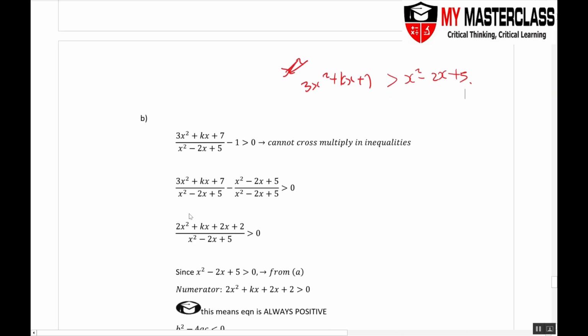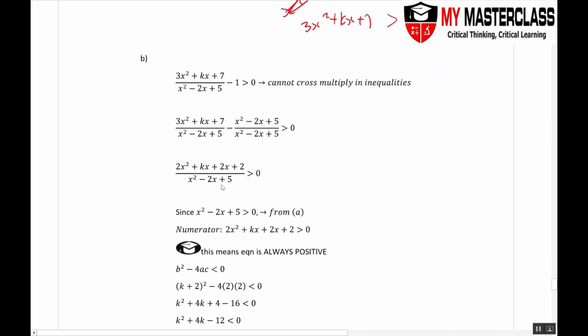Okay, now that I have this form here, since I have proved x squared minus 2x plus 5 is always more than 0 from part A, I can multiply this over. So before you simplify, don't cross multiply. Simplify, bring everything over to one side, simplify as a single fraction, then you multiply over if you know it's always positive from part A. If you worked out that it's negative, you can multiply over as well. Just remember to flip the sign.